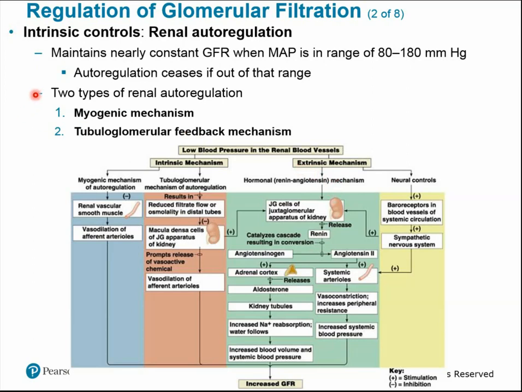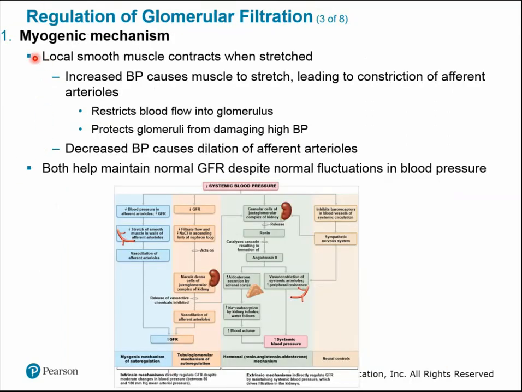But your two types of renal auto-regulatory mechanisms are the myogenic mechanism and the tubuloglomerular feedback mechanism. Right? So essentially with the myogenic, myo meaning muscle, we are either dilating or constricting that smooth muscle in the renal blood vessels. So local smooth muscle contracts when it's stretched. So an increase in the blood pressure is going to cause those muscle cells to stretch. So they're going to respond to that by constricting the afferent arterioles. So blood pressure is normally higher in the glomerulus, but we still don't want it to get too high. So if it starts to get too high, we'll have to slow down and restrict the blood flow in there to protect those glomerular capillaries from becoming damaged by that high blood pressure.